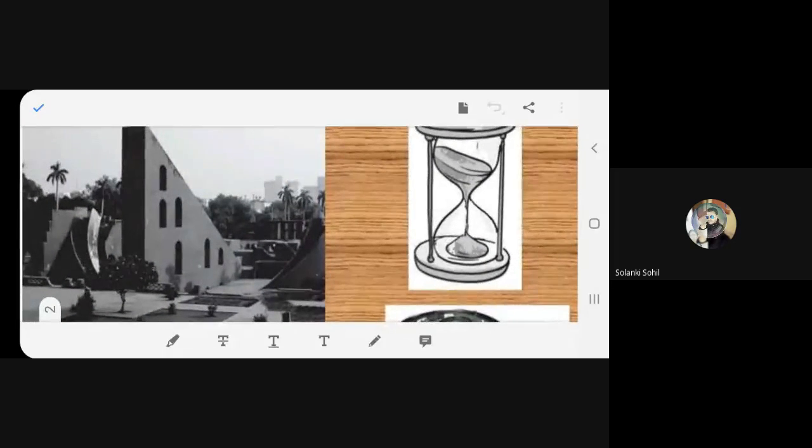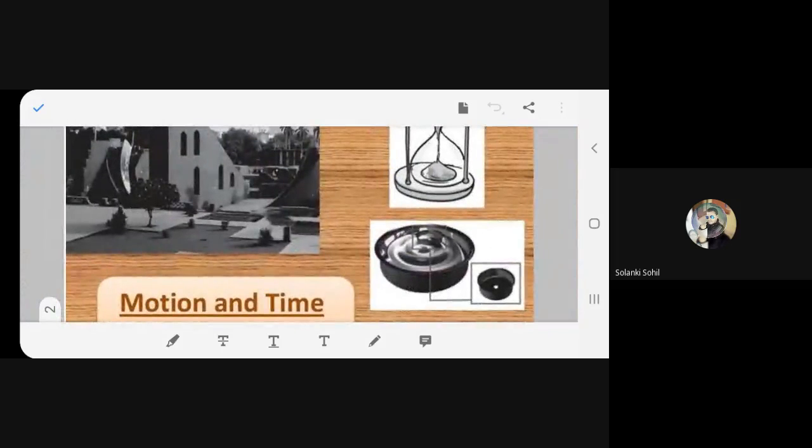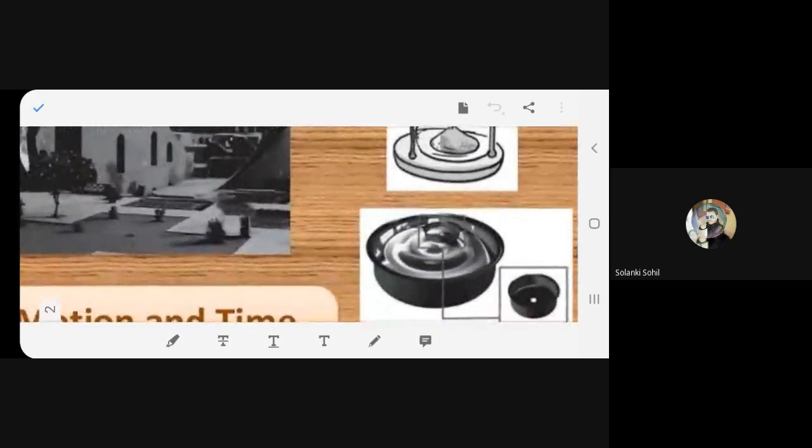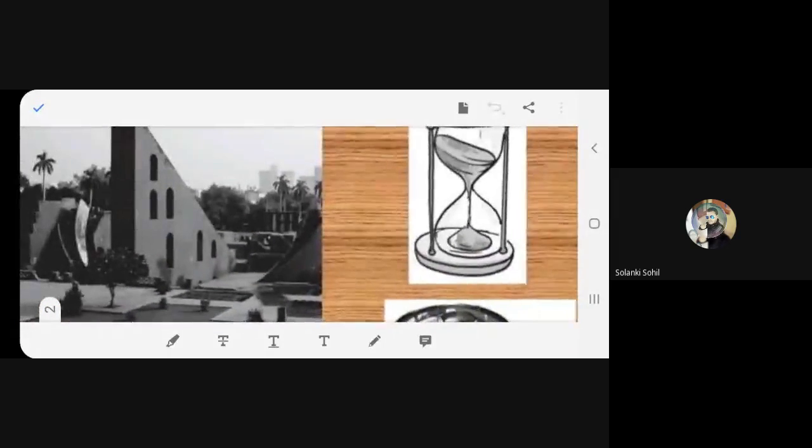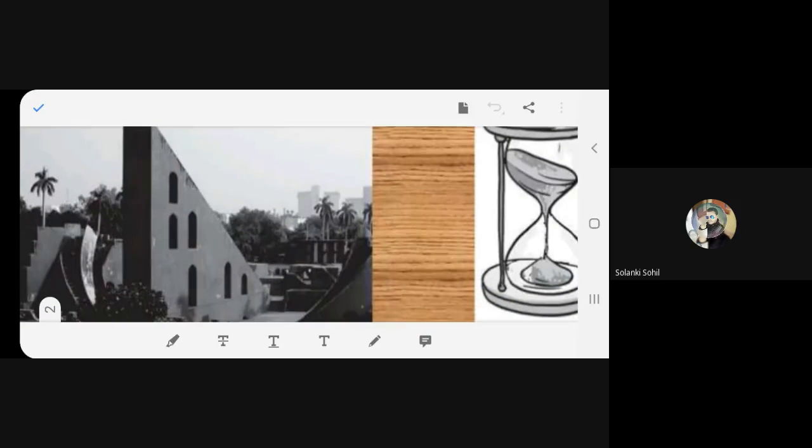What you can see in the slide is a time machine, sort of, to find out the time duration. This is an hourglass. This is a sundial, and this is Jantar Mantar, which is in Delhi. By casting a shadow, you can find out the time of the day.